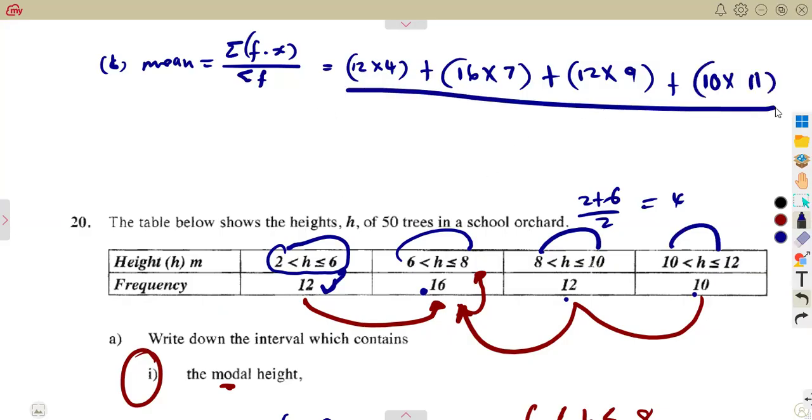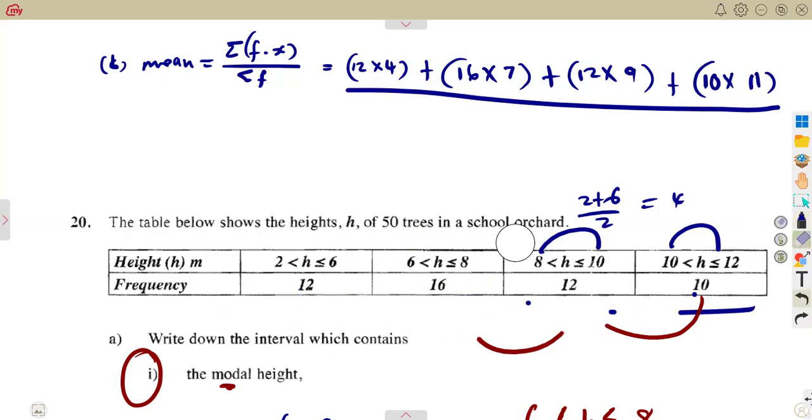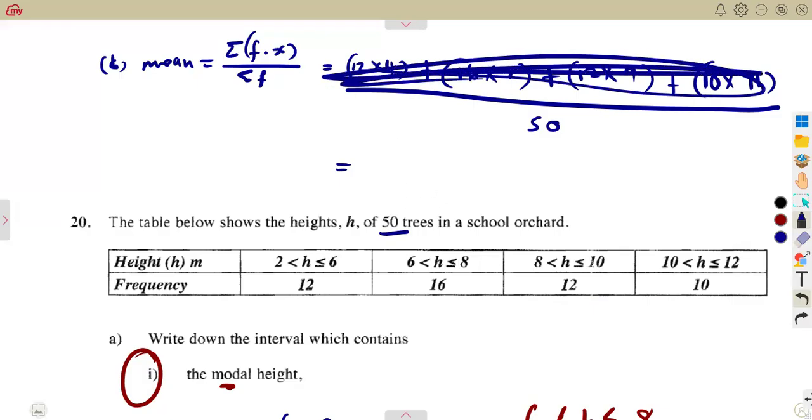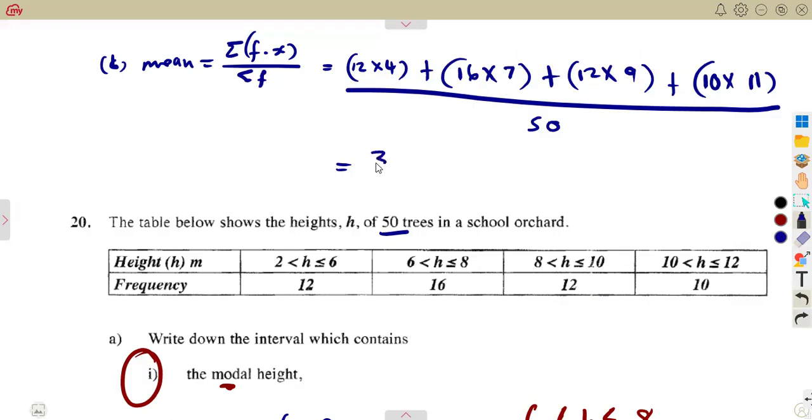Everything over the total frequency you add. We are already given that there are 50 trees. So there's no need for you to add. Just write a 50 there. So that's it. Multiply everything, guys, on top, add. That was going to give you 378 over 50. And this is going to give us 189 over 25, which is 7 and 14 over 25, or 7.56 as a decimal.